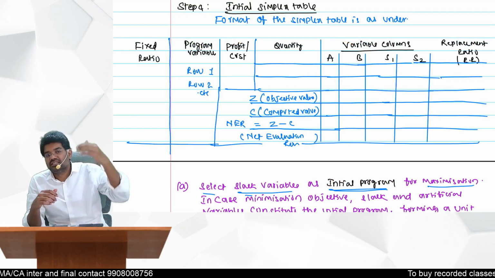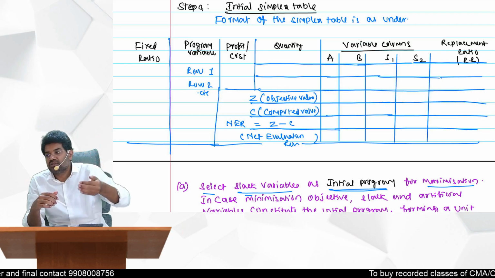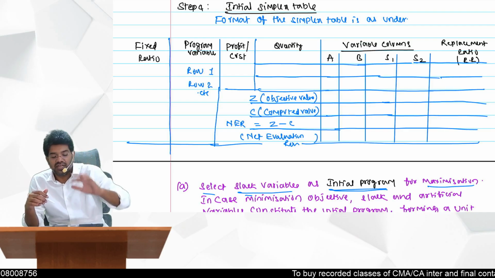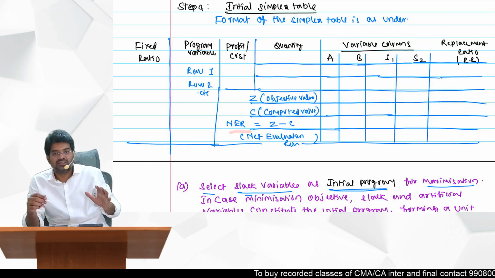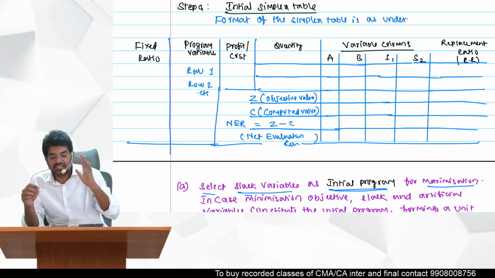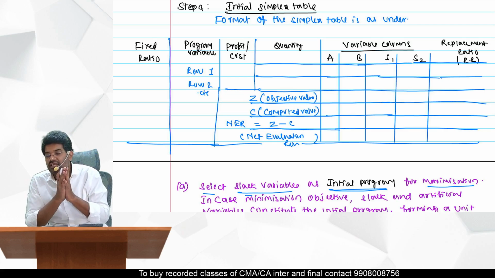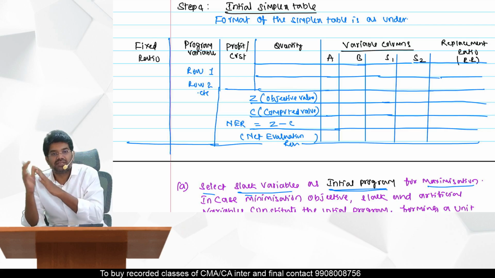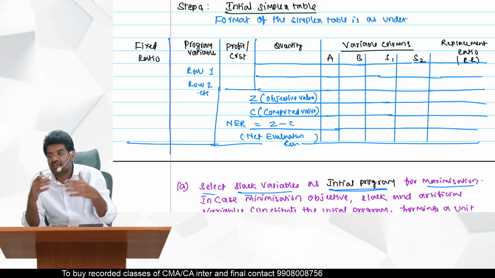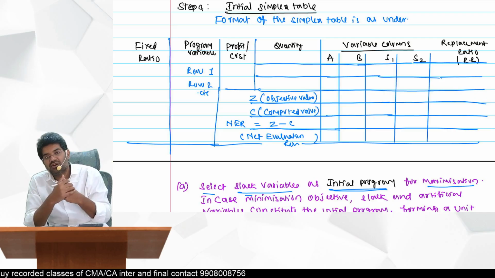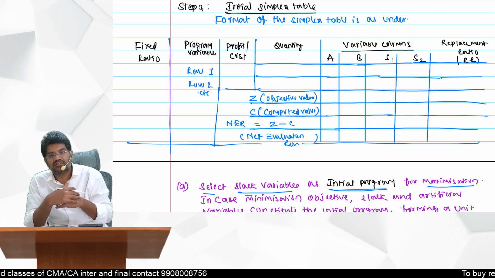Then the contribution minus the profit loss by introducing 1 unit of each one. If you deduct, then you will get net profit, NER, what we call Z minus C. If Z minus C values are either 0 or less than 0 for maximization, then the solution is optimal. If it is minimization, greater than or equal to 0, then the solution is optimal. Then you need not go further.